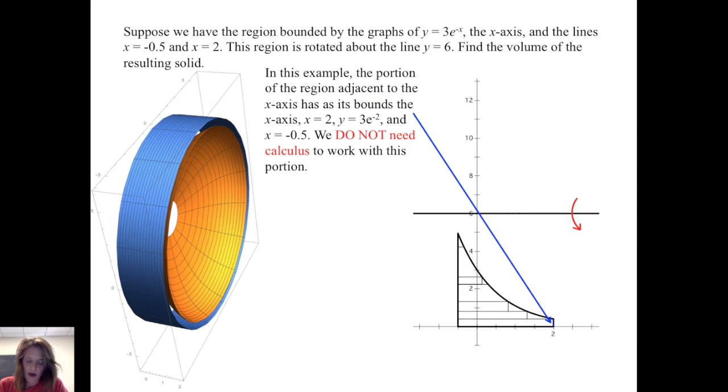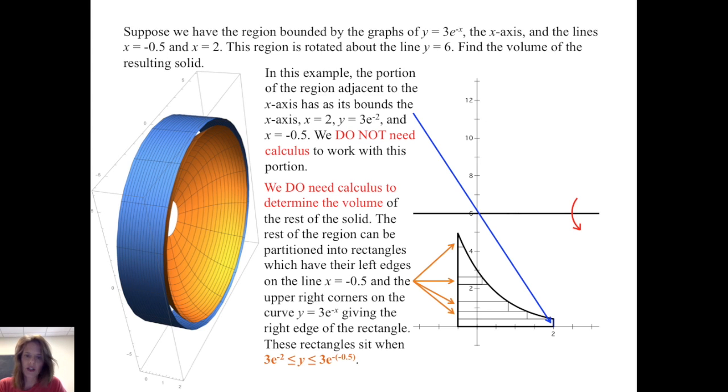So when I consider this bottommost rectangle and the fact that its right edge was entirely along the line x equals 2, I don't need calculus to find the volume of the portion of the solid determined by rotating that rectangle around the axis of revolution. I do, however, need calculus to determine the volume of the rest of the solid. All of these other rectangles have their left edge along the line x equals negative 1/2. The upper right corner of the rectangle is based on the curve y equals 3 times e to the negative x, and that is used to produce the rest of the right edge of the rectangle.